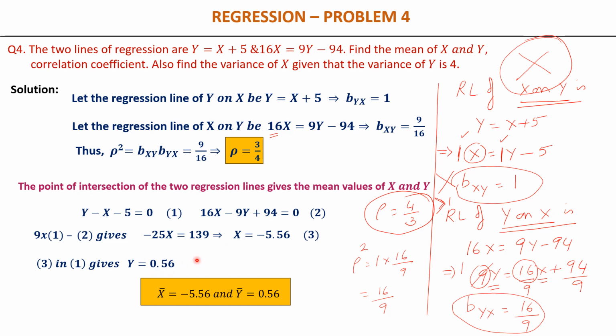So the values of x and y that I get stand for the mean values. So I write that as x bar and y bar, because of the property that the two regression lines intersect at the point which represents the mean coordinates. So that's where I get the mean of x and y, and then I find the correlation coefficient. Now let us find the last part.